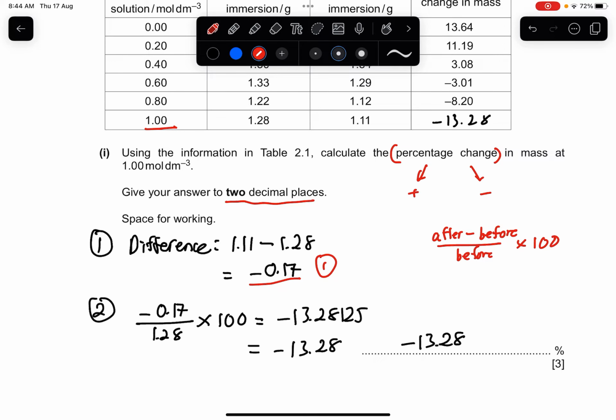Subbing into the formula, minus 0.17, this is your answer. And over the before value, 1.28 times 100%, you get minus 13.28125. Give at least a few significant figures, and then they ask you for 2 decimal places, which is minus 13.28. So the answer is minus 13.28. That's how you get your 3 marks. Break it all down one by one, step by step.